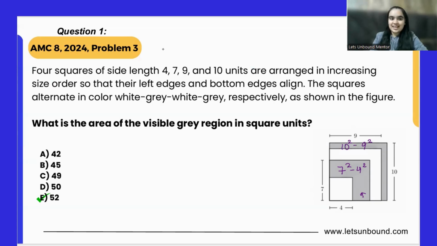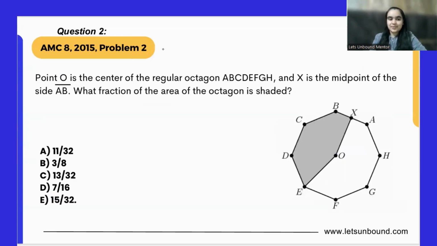Okay, let's move to the second question. This is a really interesting and easy question. It came as problem 2 in the AMC 8 2015 paper. So, point O is the center of the regular octagon A, B, C, D, E, F, G, H, and X is the midpoint of the side AB. So this X is going to be the middle point of AB. What fraction of the area of the octagon is shaded?